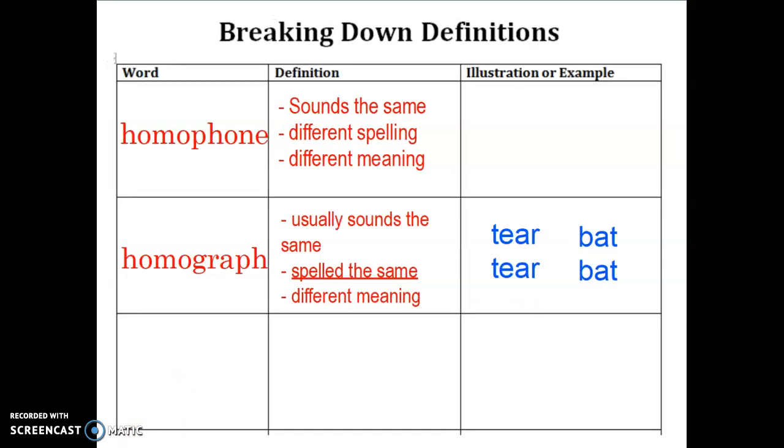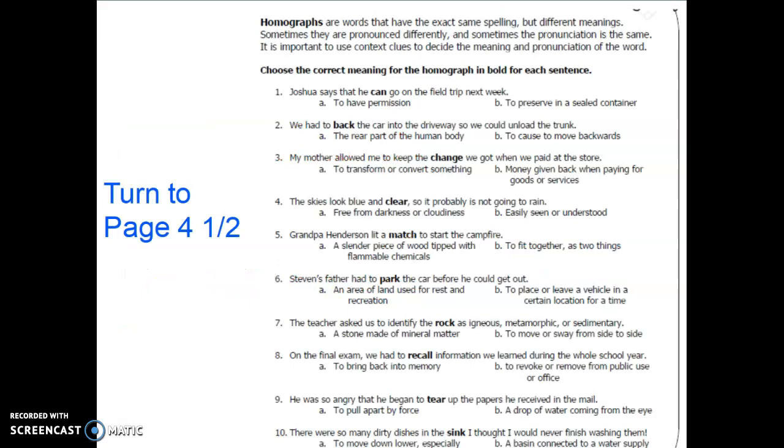When you are done writing this down, turn to page 4.5 in your purple packet. I know this sounds kind of silly, but I did make a mistake. It is 4.5. You will see it written at the bottom of the page, and you will see a picture of a bat. That is page 4.5. The next thing you'll work on is a little bit of practice identifying different homographs.